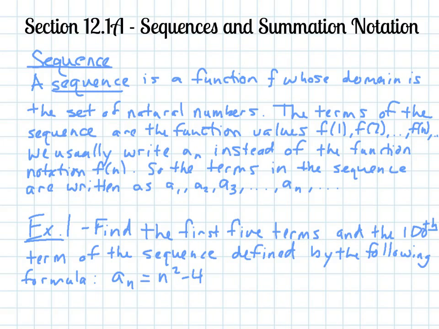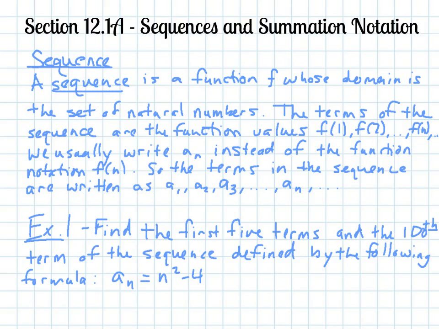We usually write a sub n instead of the function notation of f of n. So the terms in the sequence are going to be written as a sub 1, a sub 2, a sub 3, so on to a sub n, and then continuing on forever.